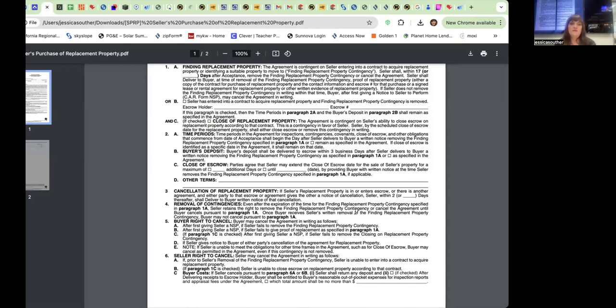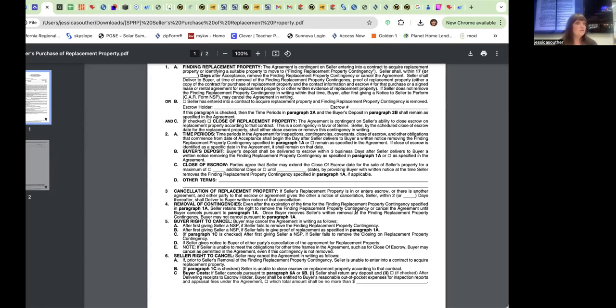C, close of escrow. Parties agree that seller may extend the close of escrow date for the sale of seller's property for a maximum of blank additional days or until a date by providing buyer with written notice at the time seller removes the finding replacement property contingency specified in paragraph 1A. Okay, why would we need that? Well, let's say they go all the way to the 17th day and remove that because they finally get into contract, but it's a 45-day escrow and yours is a 30, then we need to allow some buffer in there. So you could add it right now, or wait and do an extension.